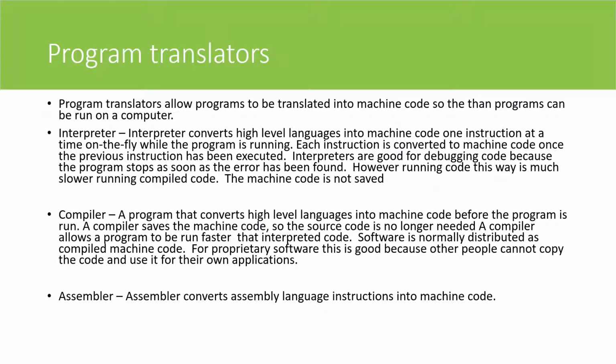A compiler is a program that converts high-level languages into machine code before the program is run. So this is what the compiler does. The compiler saves the machine code, so the source code is no longer needed. A compiler allows a program to be run faster than interpreted code. Software is normally distributed as compiled machine code. For proprietary software, this is good because other people can't copy the code and use it for their own applications.